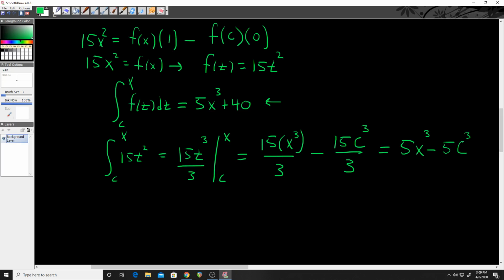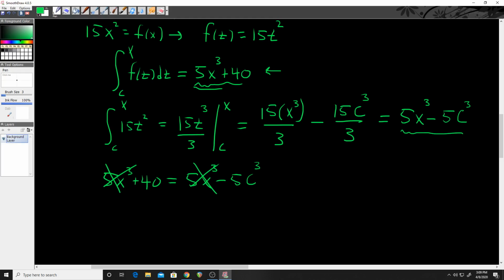And we know that that result has to be the following. What I'm saying is this has to be the same as this. So 5x cubed plus 40 has to be the same thing as 5x cubed minus 5c cubed. We're trying to solve for c. That's all we care about. These are present on both sides, so I can subtract 5x cubed from both sides. Those are going to go away.